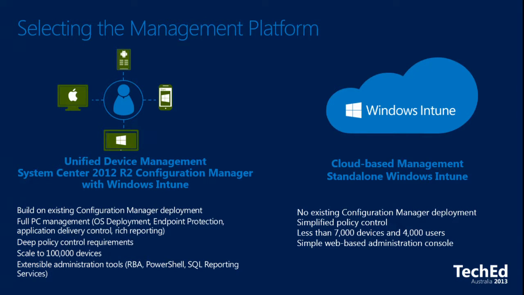So Windows Intune as a standalone service is not as scalable today. So there's a limitation of 7,000 devices and 4,000 users per tenant. So if you have a client or a set of clients that are greater than that, you'll either need to have multiple Intune tenants, or you might want to consider a UDM type deployment. When you run Intune as a standalone service, instead of requiring that you use the Config Manager console, you can use the web-based console. And that's really nice because it means that you can administer your environment from literally anywhere.